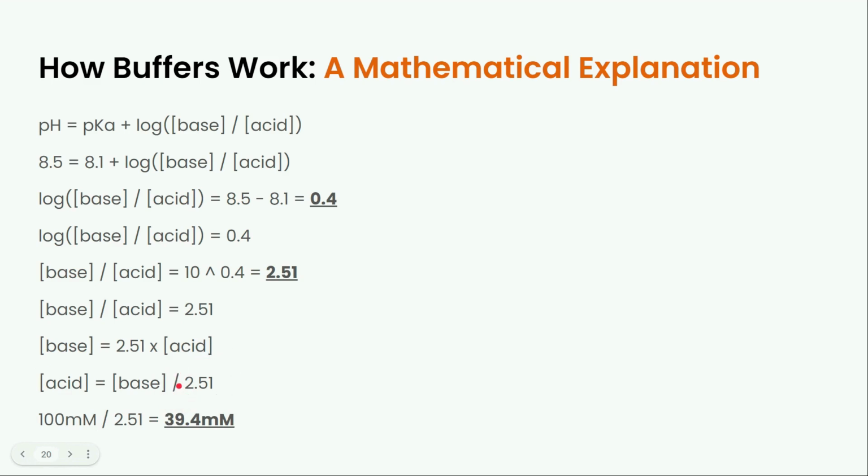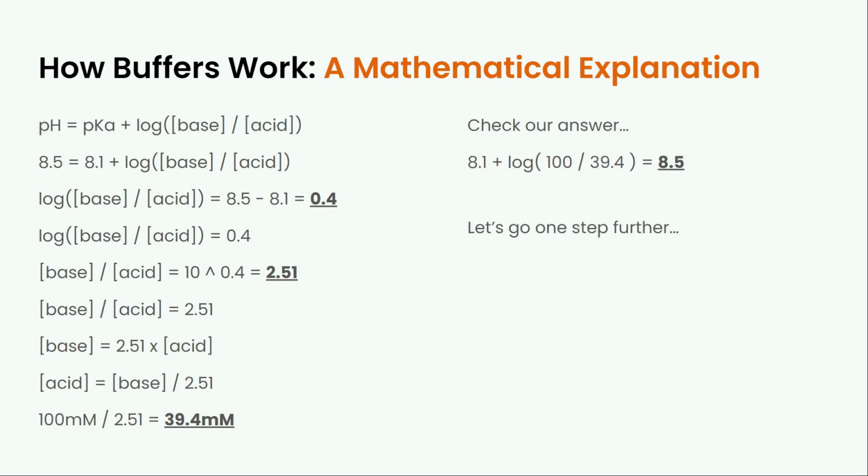This has no units. Our starting concentration was in millimoles, so our answer is in millimoles. If you were to work this through in grams, your final answer would be grams. So it's worth a quick check of our answer. 8.1 plus the log of 100 divided by 39.4 equals 8.5, which was our intended pH. But let's go just one step further.